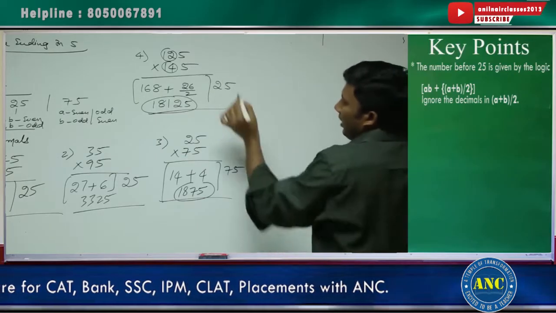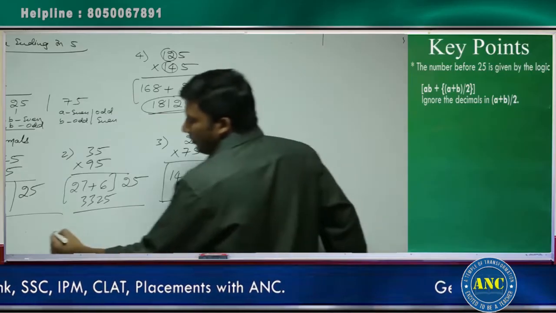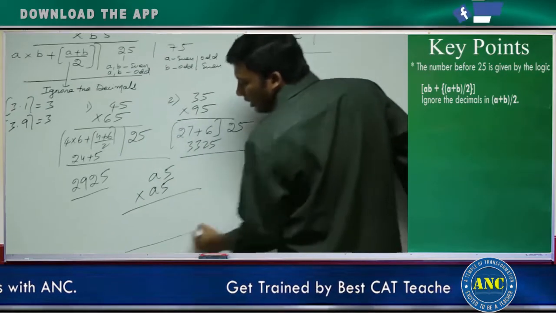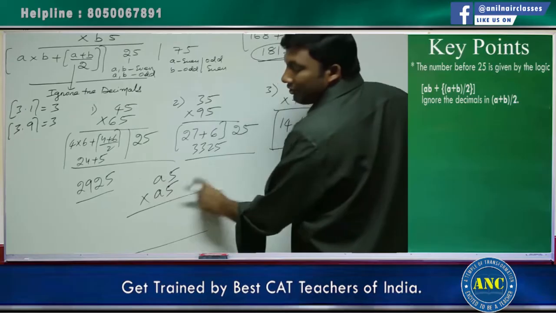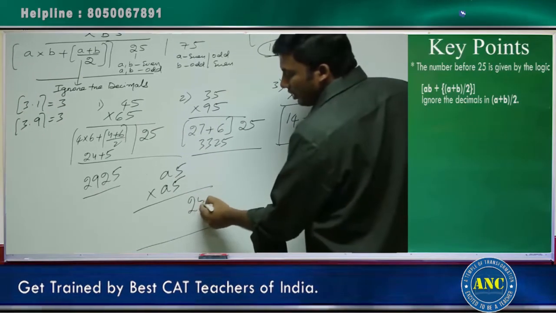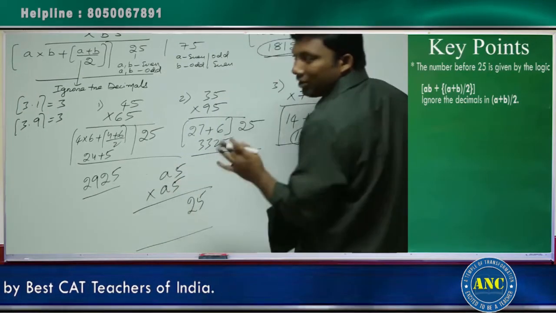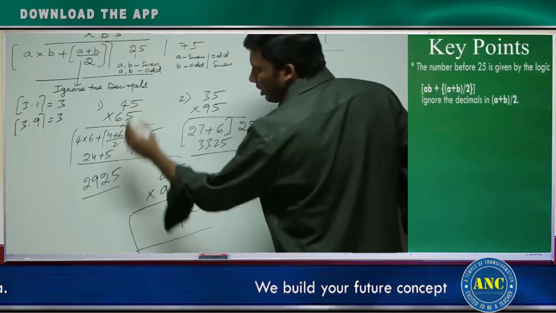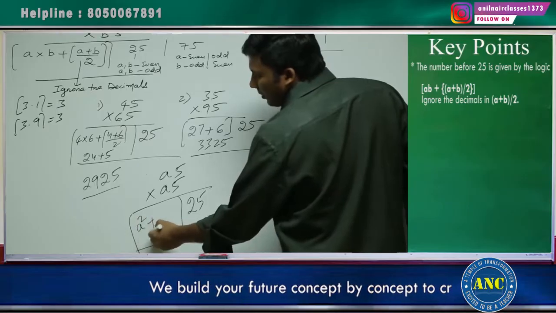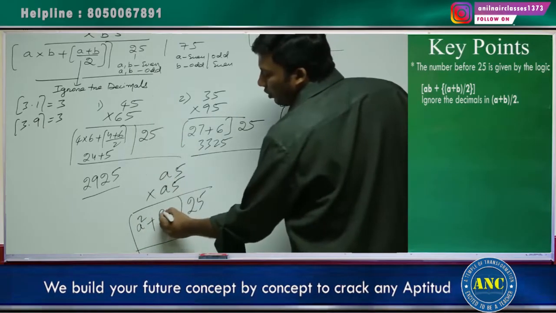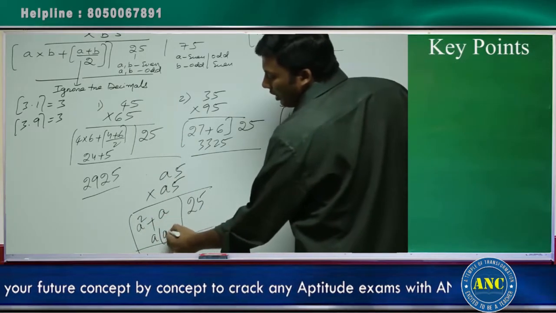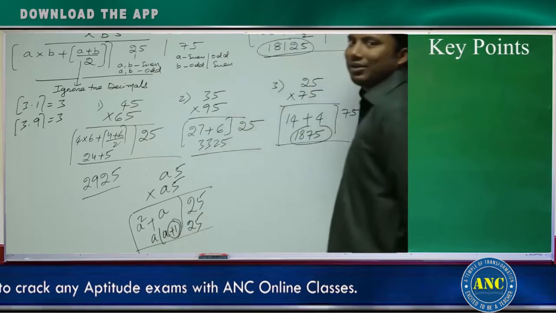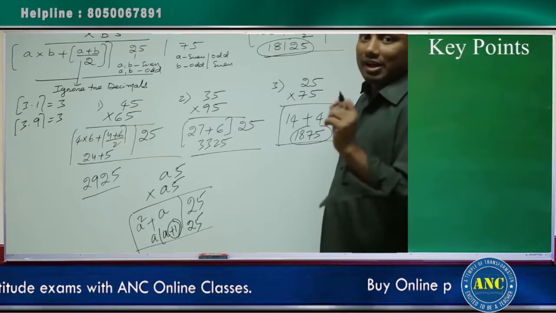Now let me explain why we got plus 1. A5 into A5. A is even. Even 5 into even 5. Last two digits is 25. A is odd. Odd 5 into odd 5. Last two digits 25. The number before is given by the logic A into B, A square plus (A plus B) by 2, that is 2A by 2, A into A plus 1 ending with 25. I hope it is very clear why we got plus 1 in our type 1.